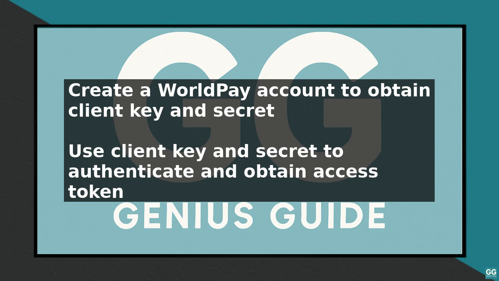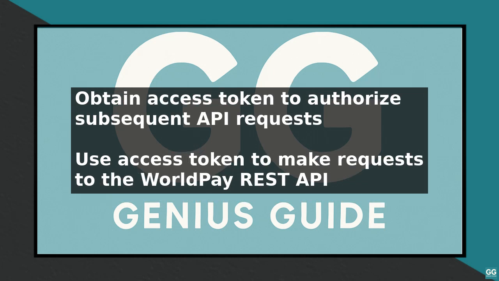You can do this by sending a POST request to the WorldPay authentication endpoint with your client key and client secret in the request body. Once you have obtained an access token, you can start making requests to the WorldPay REST API. The API supports various payment methods, including credit and debit cards, PayPal, and other alternative payment methods.